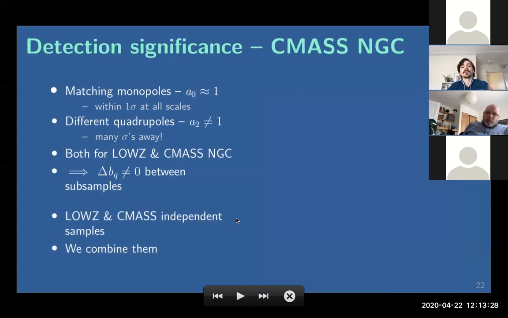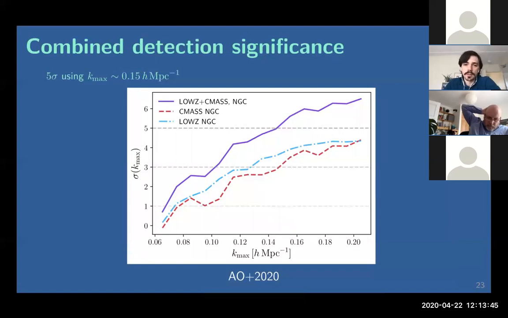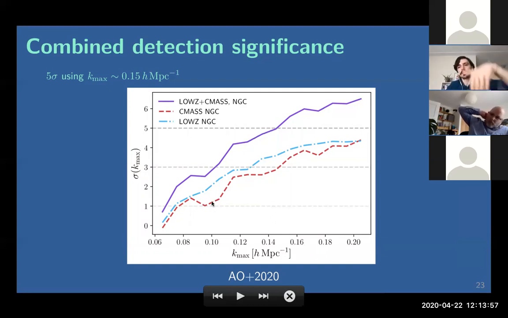And since these low Z and CMASS are independent, we can just combine them. And when you combine them, you get a plot like this. So this just shows you basically what is the significance to get such extreme values of this difference between the quadrupoles as a function of which scale you're fitting to. So you see that if you fit to very large scales, you don't have enough statistical power, but as soon as you gain, you see that this grows with statistical power, so you very quickly cross the 5 sigma. So the combined signal crosses 5 sigma at 0.14, 0.15 Kmax.